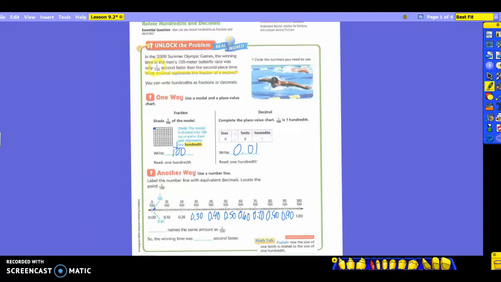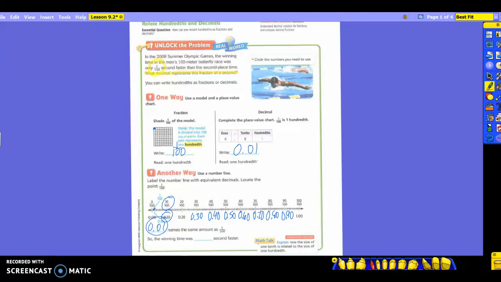Okay. So it says, what name is the same amount as 1/100th? How am I writing it in decimal form? 0.01. That means 1/100th. Take a look at the difference between the 10 hundredths. See this? You have 0.10 versus 0.01. Okay, don't get those confused. 10 hundredths will look like 0.10. 1/100th will look like 0.01.